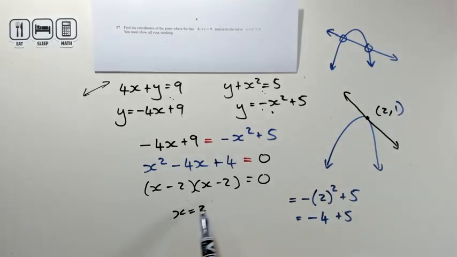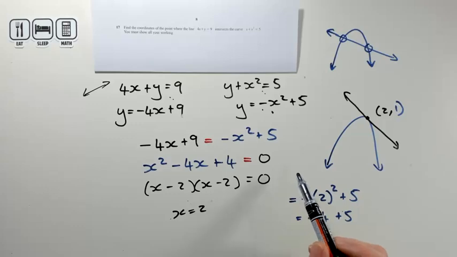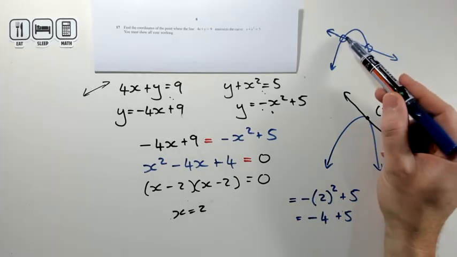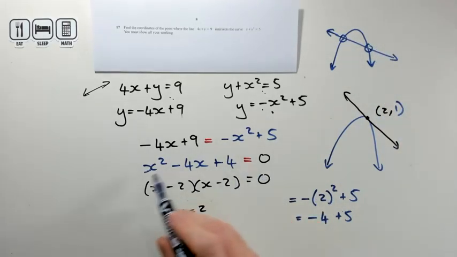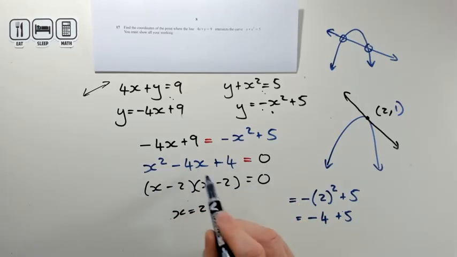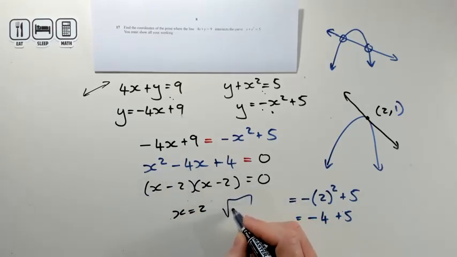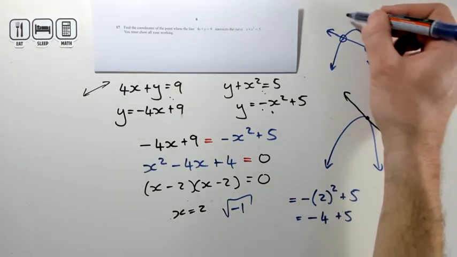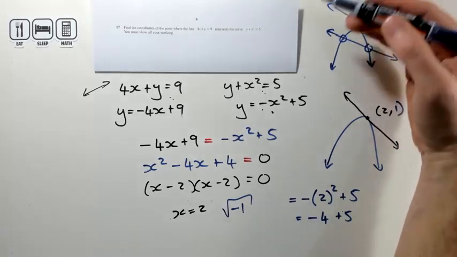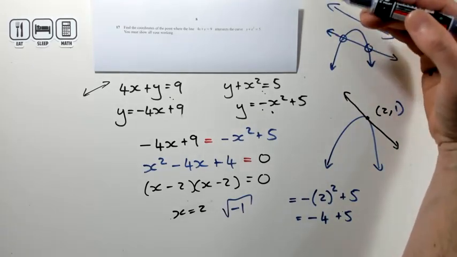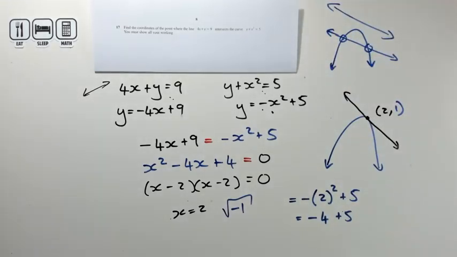If we got two answers here, we would have subbed in both and got two y values, and that would have meant that they actually crossed. If this was giving a math error in the quadratic formula or completing the square, and we got a negative number underneath the square root, then that would mean that they're actually not touching at all. There are no solutions. So the line would have been at the top and the other one at the bottom.